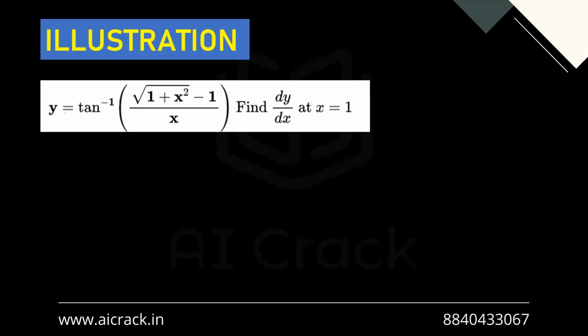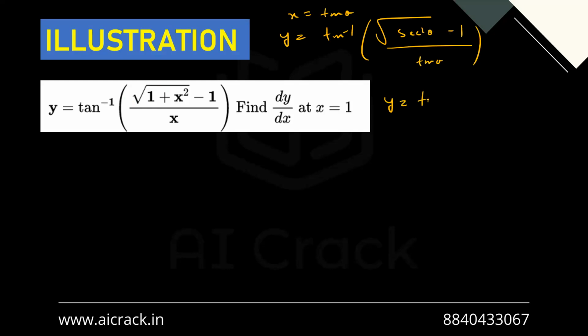We have y equals tan inverse of under root 1 plus x square minus 1 divided by x. And we have to find the derivative of y at x equals 1. Now the obvious substitution over here is x equals tan theta. Why? Because that would give us under root 1 plus tan square theta. That becomes under root sec square theta. That comes out as sec theta only, right? So we have y equals tan inverse of under root sec square theta minus 1 divided by tan theta, right?